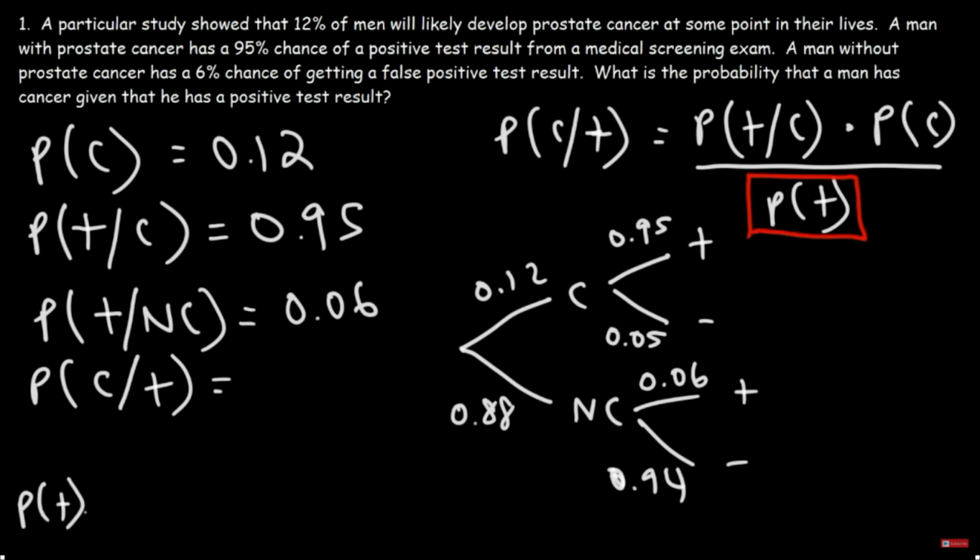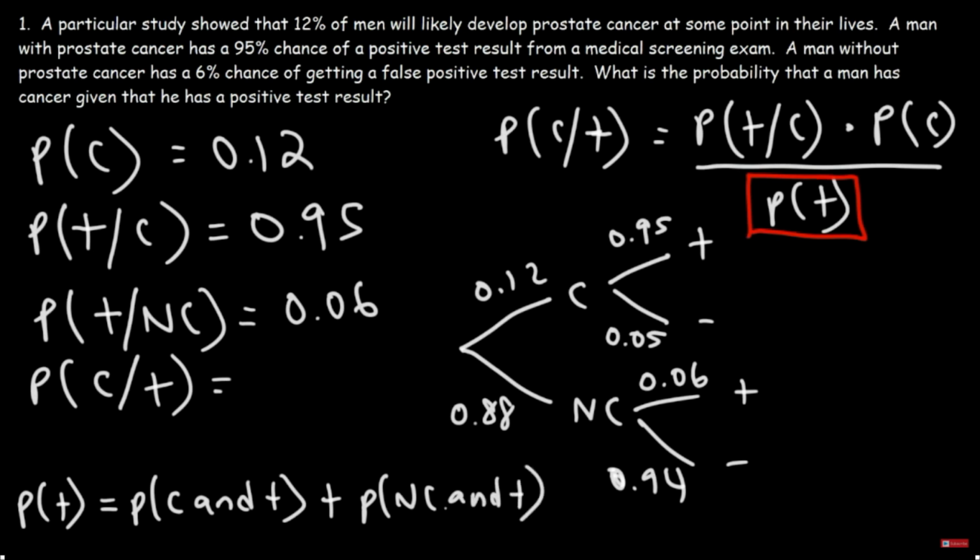The probability that a person will have a positive test result depends on two events. That is the probability that the person has cancer and they will have a positive test result, or, which will be represented by the addition symbol, the probability that the person does not have cancer and has a positive test result. Those are the two options.